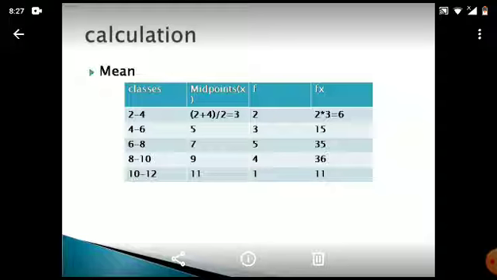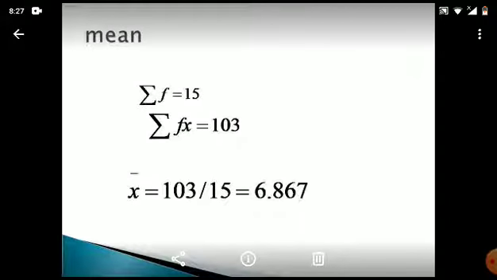Now we will add the column of f and the column of fx. By adding the f column, we will get sum f, and by adding the values of the fx column, we will get summation fx. Sum f over here is 15 and sum fx is equal to 102, and dividing both, we will get our answer of mean, that is 6.867.